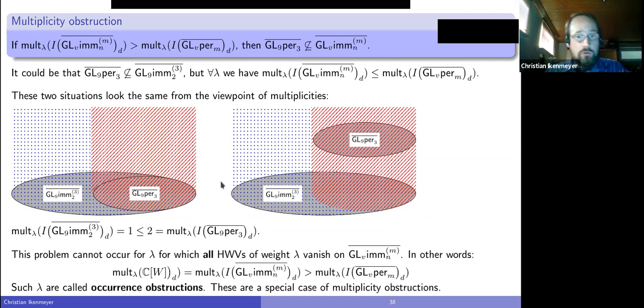This problem cannot occur if all highest weight vectors of a certain weight vanish on the IMM orbit closure. This means the multiplicity in the vanishing ideal is as high as possible. If that's the case, and this is bigger than for the permanent, then we call this an occurrence obstruction. That's a very special type of multiplicity obstruction.